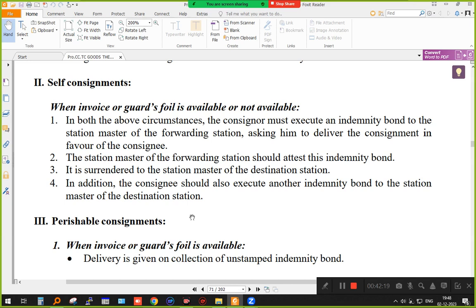We are not delivering only the consignment because only the freight is paid. But what about the value of the consignment itself, which is in crores of rupees? So we are taking this double indemnity.